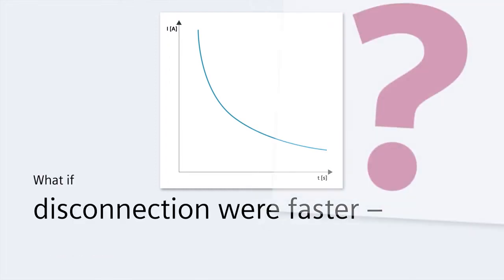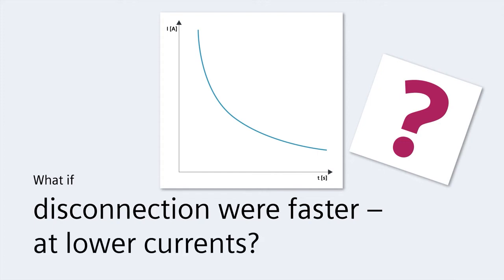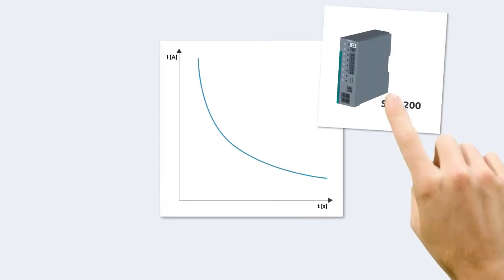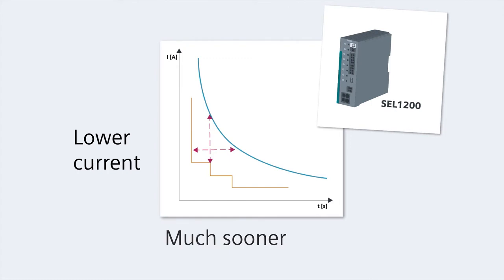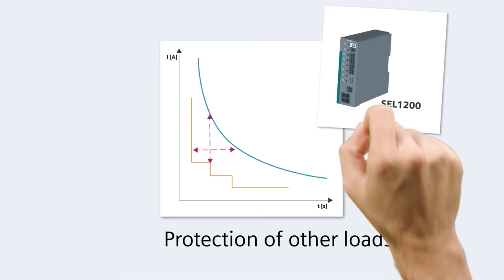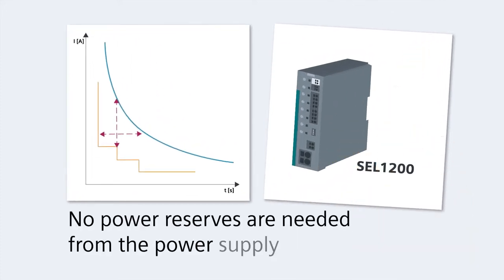Wouldn't it be much better if defective outputs were disconnected much more quickly and at much lower currents? Let's take a look at the SEL1200. As you can see, when a fault occurs, the SEL1200 trips much sooner. It also responds to a much lower current, meaning that the other loads are much less affected and the voltage dip is minimized. And because the switching characteristic of the SEL1200 means it is optimally adapted to the switched mode power supply, no additional power reserves are needed.